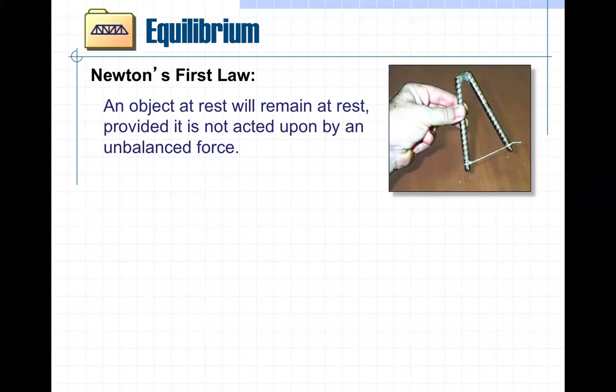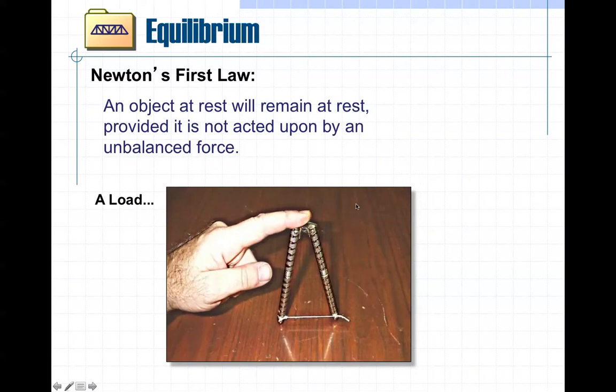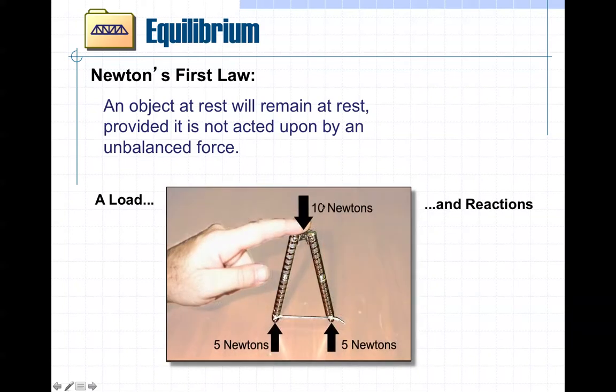So here's an example that I stole and used in that first mechanics video that hopefully you've watched. Okay. If I apply a load to this simple structure on the table, let's say a 10 Newton load, there's two reactions on the table, right? And they're equal because the load is in the middle. Right?